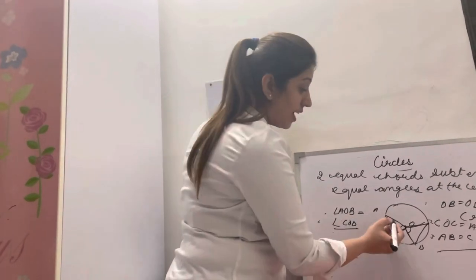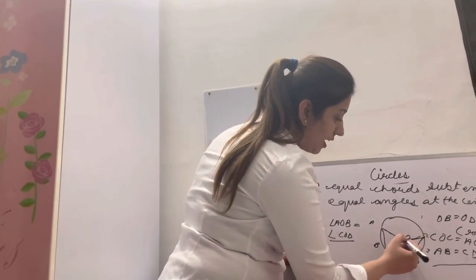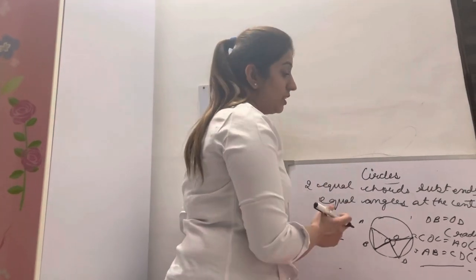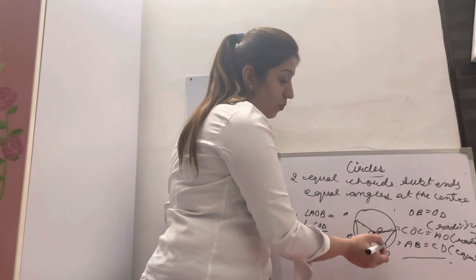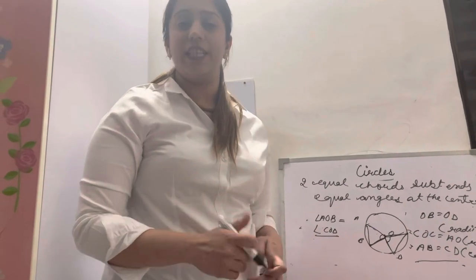So this means angle AOB is equal to angle COD, which proves the theorem that two equal chords subtend equal angles at the center.